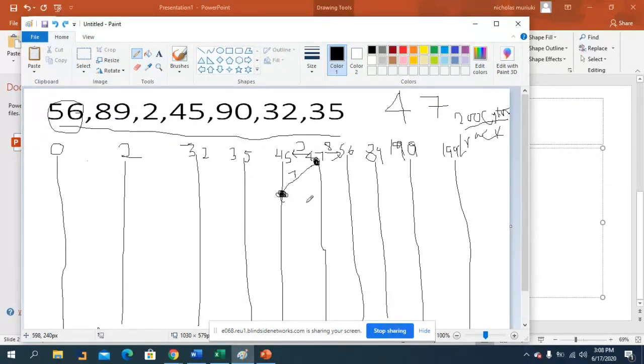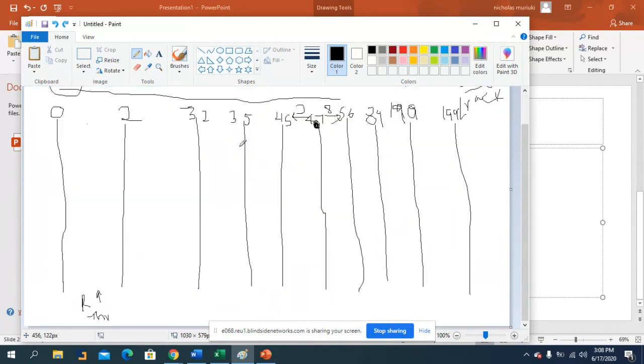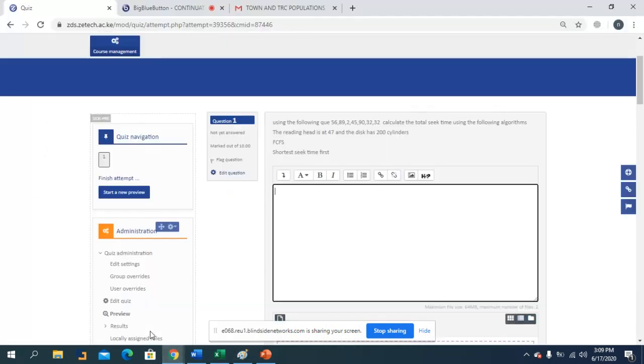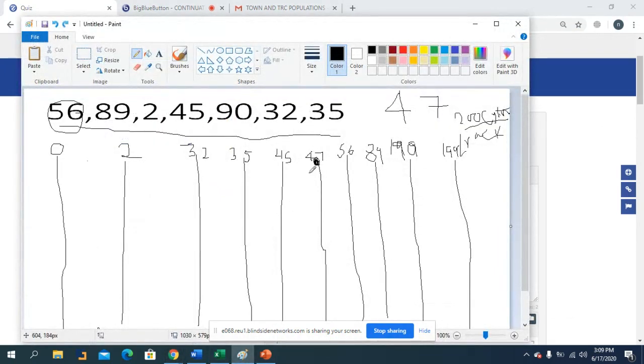So I'm using the same algorithm and the same queue. For this queue, if you look at the shortest seek time first, we are not following the arrival time. What we are following is the disk that is closest to the reading head. According to our question, the reading head is at 47 and the disk has 200 tracks. So our reading head is at 47. If you're using shortest seek time, you have to compare 47 and 56, because we can move in either direction, from this point to the right or from this point to the left.